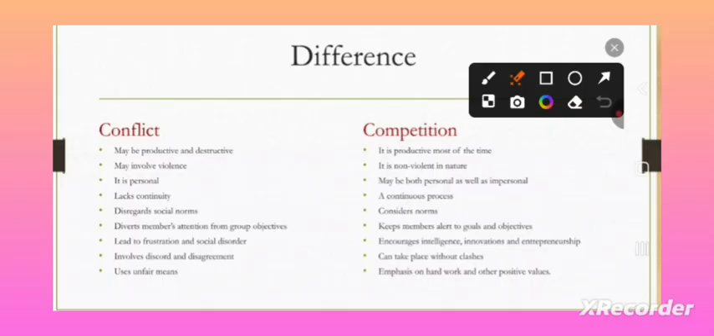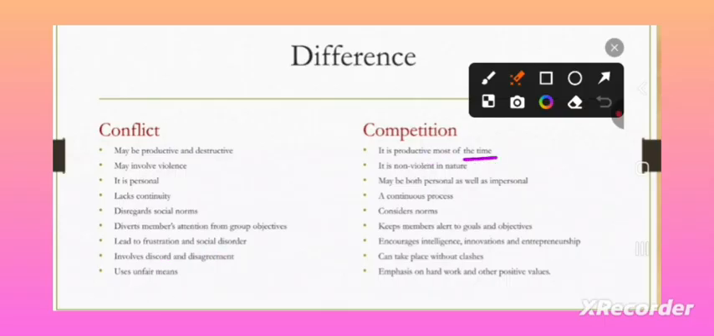In conflict, it involves direct and open antagonism. In competition, it can take place without clashes. In conflict, it reduces chance and disagreements. In competition, it increases or reduces chances and disagreement. So, conflict may be productive or destructive, may involve violence, is personal, lacks continuity, disregards social norms, diverts members' attention from group objectives, leads to frustration and social disorder, involves discord and disagreement, and uses unfair means.